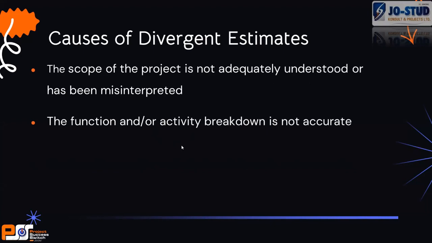The function and activity breakdown is not accurate. Yes, activity breakdown can also be a cause. What am I doing here? Breaking my activities down into 1.1, 1.2, 2.1, 2.2. So if I break down wrongly, it can affect me.